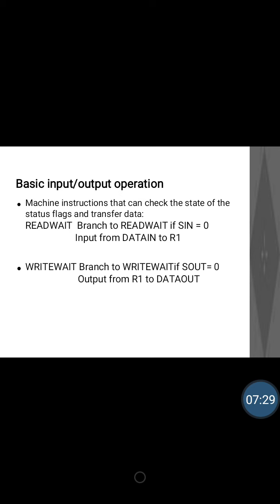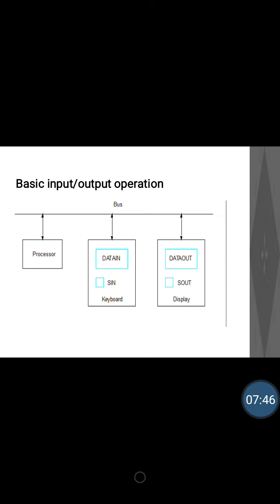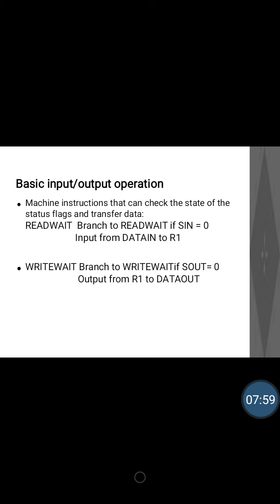See what is written here: read wait, that is the label given. Branch to read wait, to the same location it will be branched, meaning it will be in a wait state if SIN is 0. When SIN is 0, it means no data is there in data in. Can the processor do the input operation now? No, because data itself is not present in data in, so it has to wait, right? That itself is written here: read wait, wait for reading if SIN is equal to 0. Then if SIN is not 0, if it is 1, what is to be done?